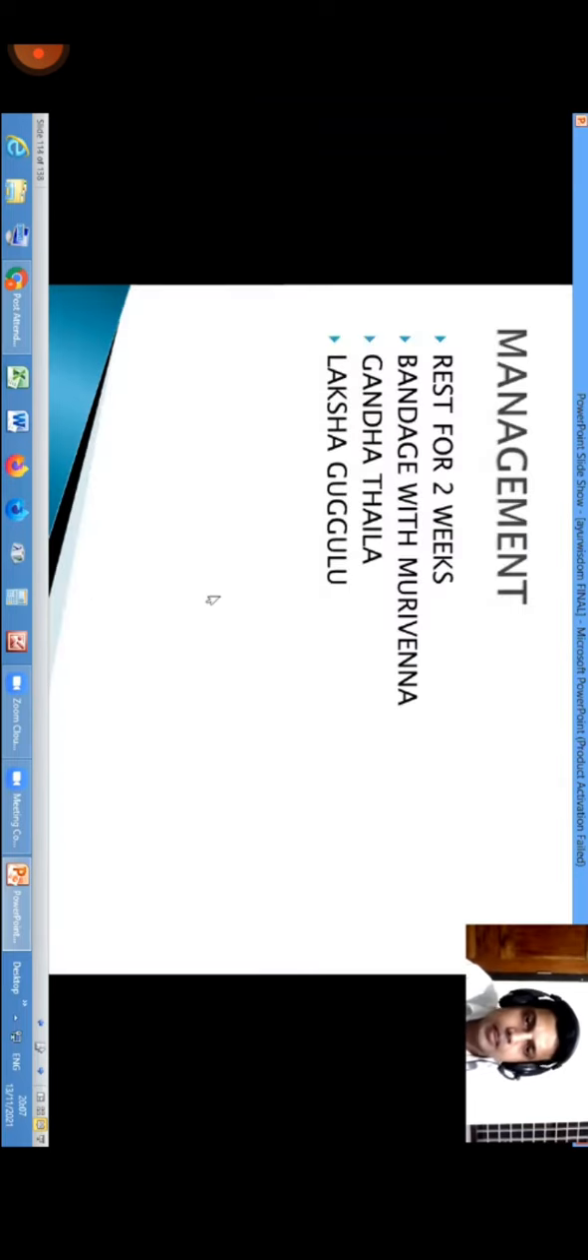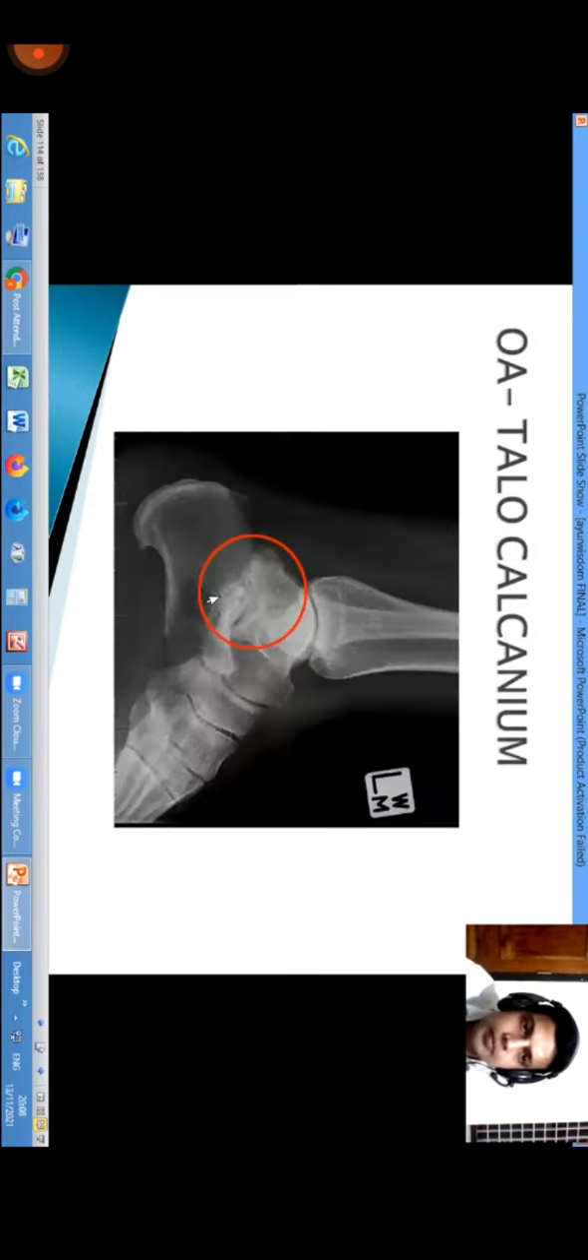Coming to management, rest for 2 weeks is enough. Bandage with Murivenna is found very useful. We can bandage the patient for 2 weeks. Then Indukanthaghrita, Laksha Guggulu, and Guggulutiktaka Kashaya we can use here.